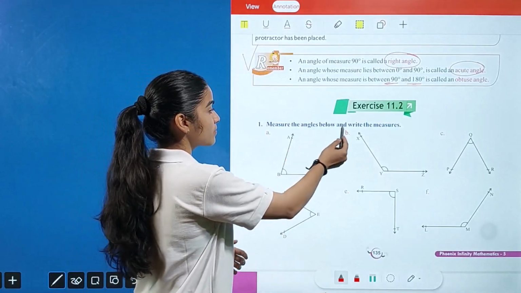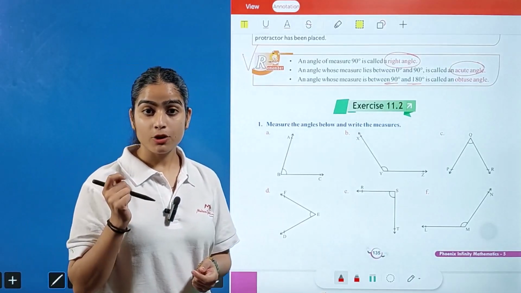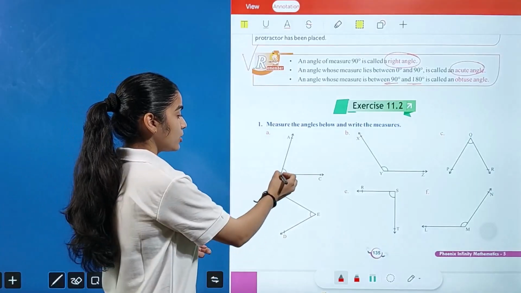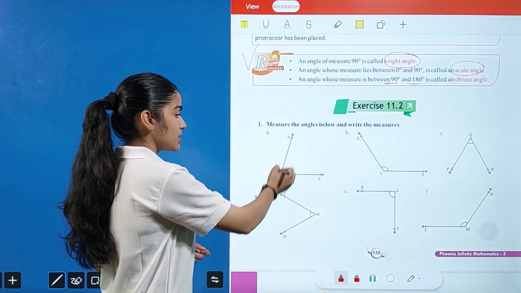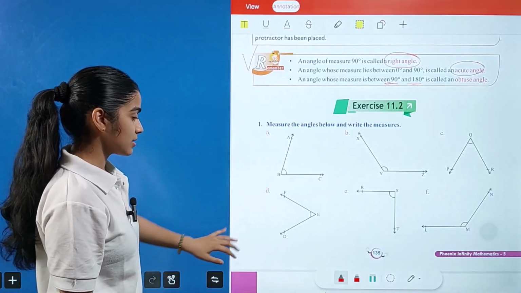So now we have our exercise 11.2, where we have to measure the angles. Measure the angles below and write the measure. So what you have to do, students, is first take your protractor, put the center point on your vertex, and see where AB stands. That is your measurement. So you just simply measure it and write your answer.